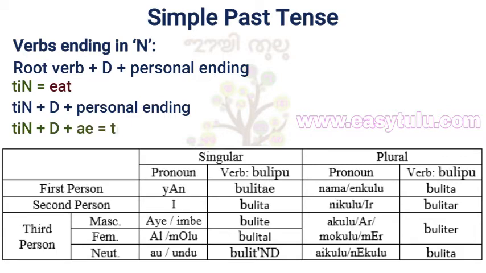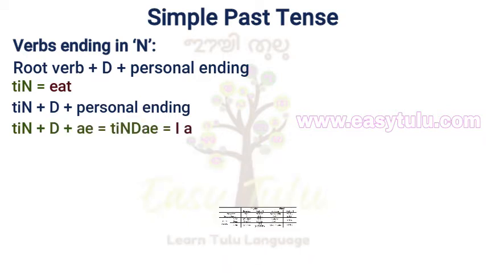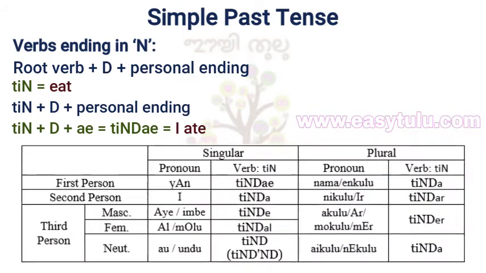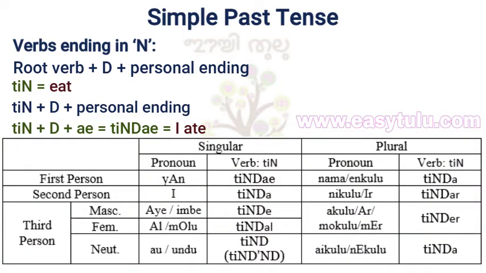Personal ending for yana is a. Tinu plus do plus a. Tinda means I ate. Yanu tinda, I ate. E tinda, you ate. I or imbe tinde, he ate. Alu or molu tindal, she ate.